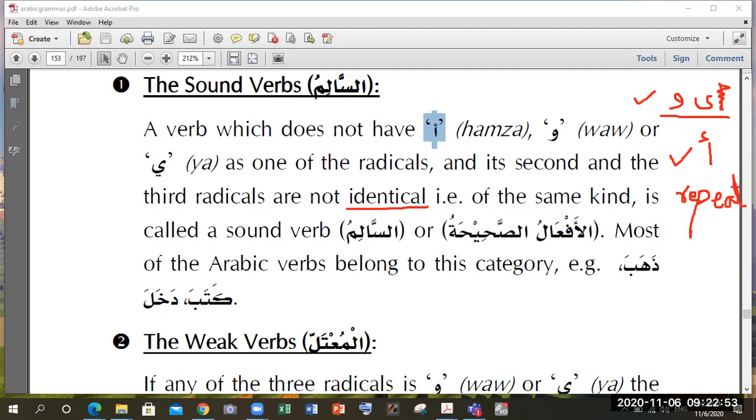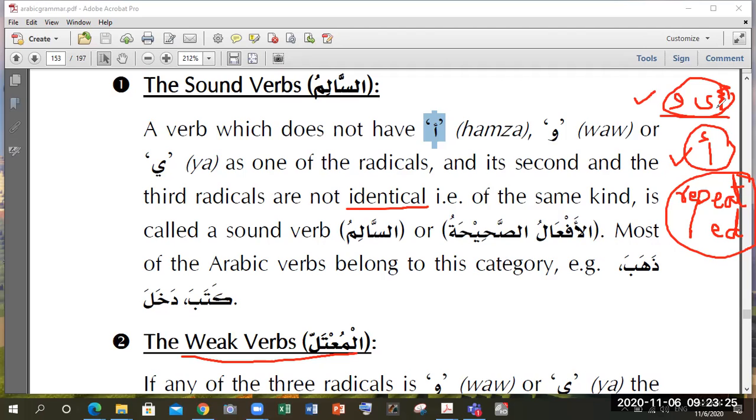If nothing of them is there, then this will be called a sound verb. If waw or ya comes, this will be mu'tal. We call it weak. If hamza comes, this will be mahmuz. And if a repeated letter comes, it will be muda'af. So these are 3 other categories. Total are 4 categories.